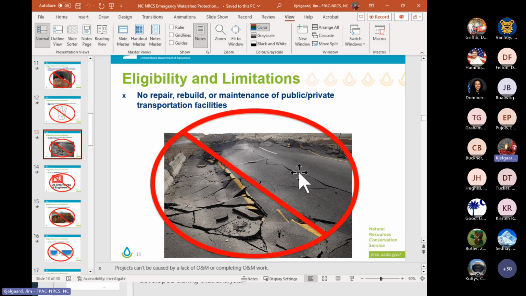We may be able to utilize EWP for armoring the channel and maybe removing sediment. But again, that's a site by site situation. In North Carolina, I typically discuss that with the sponsors, and we decide the best way to move forward if they are still interested in utilizing EWP for a particular site.